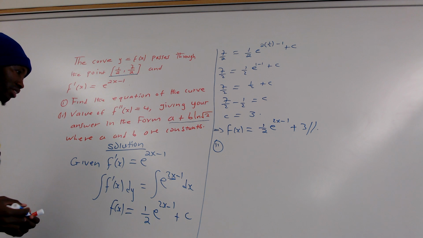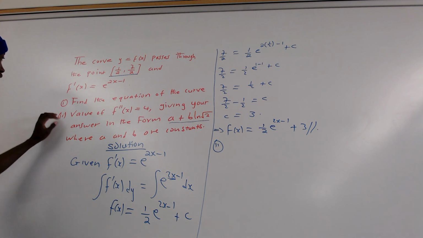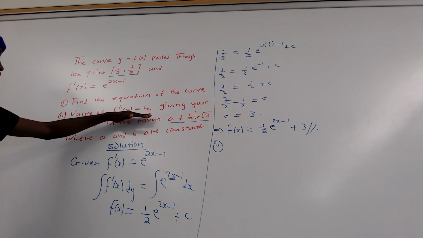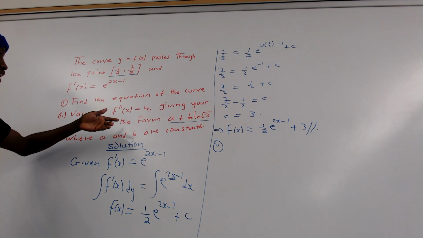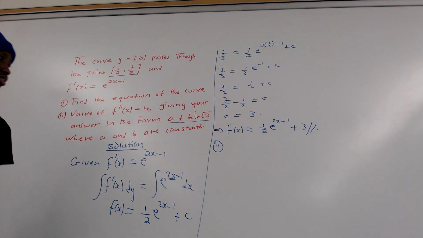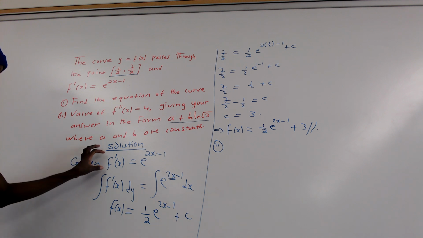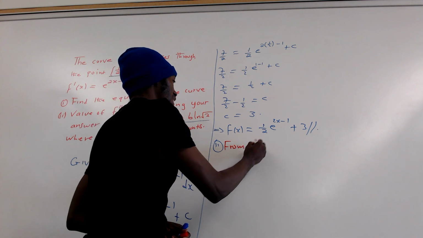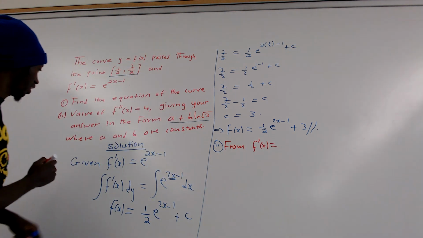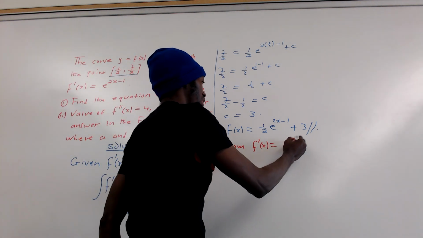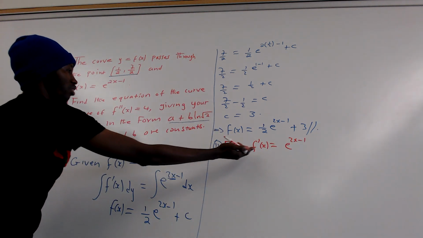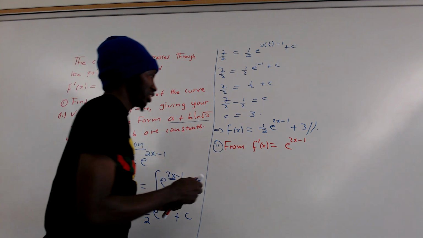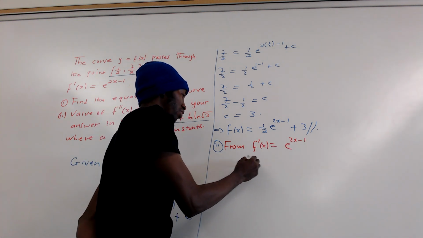This is the curve. And if we move to the second part, it says find the value of x for which the second derivative equals this given value. To find the second derivative, we recall from f of x that the first derivative is e raised to power 2x minus 1. So we can use this first derivative to find the second derivative.